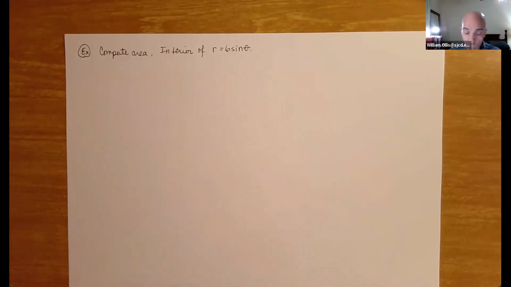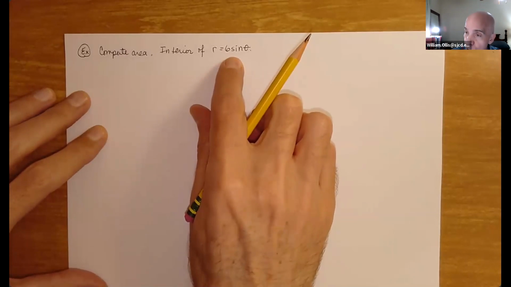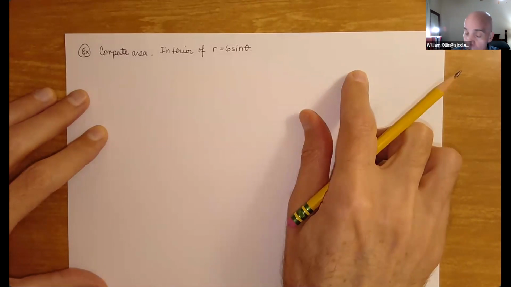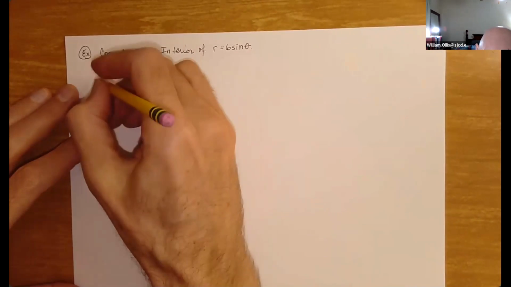So now what we want to do is think of this as a Cartesian curve and then draw the corresponding polar curve. So this is easy.